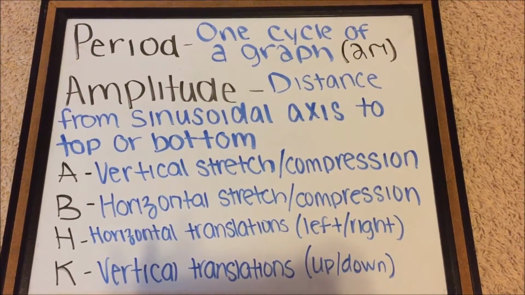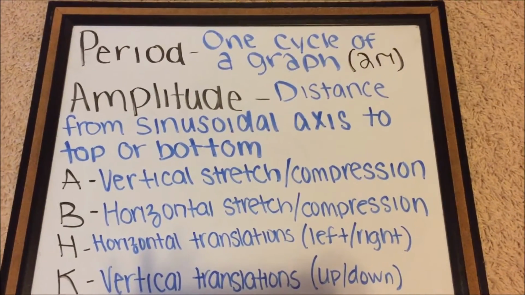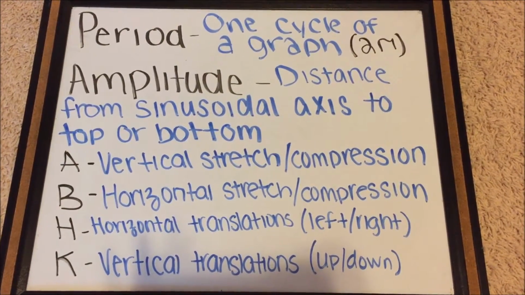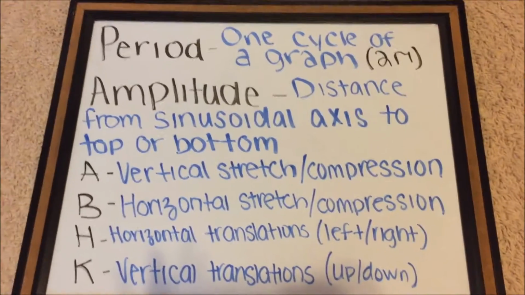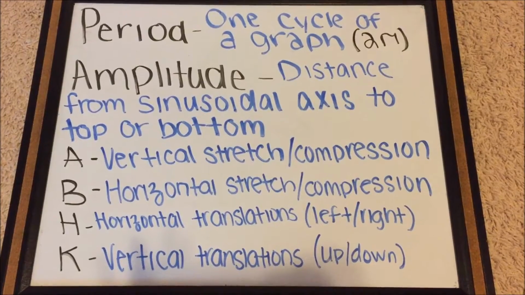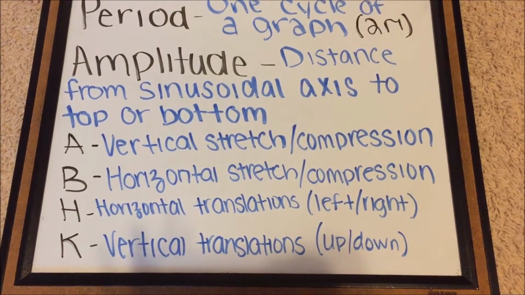So before we begin graphing our sine function, I just wanted to go over some vocab that's pretty essential to this. A period is one cycle of a graph, and in our case, for a sine function, the full period is 2 pi, and then we'll be graphing two whole periods. We also have amplitude, which is the distance from the sinusoidal axis to the top or bottom. And then within the equation, we have A, B, H, and K.